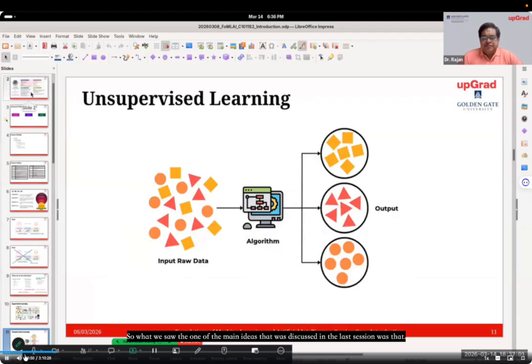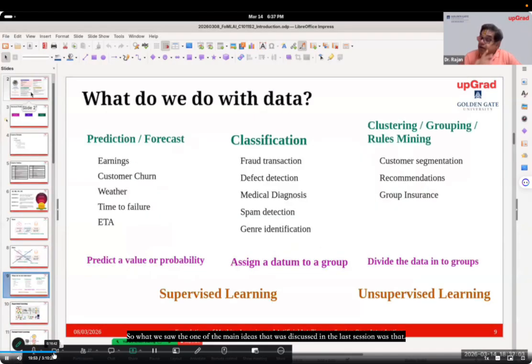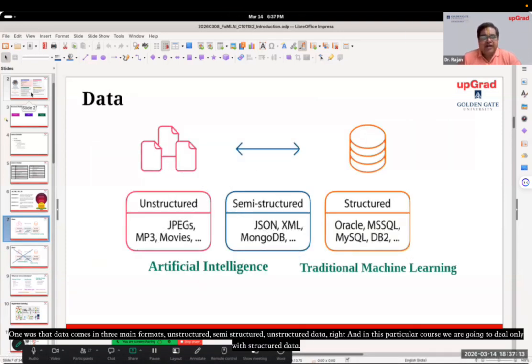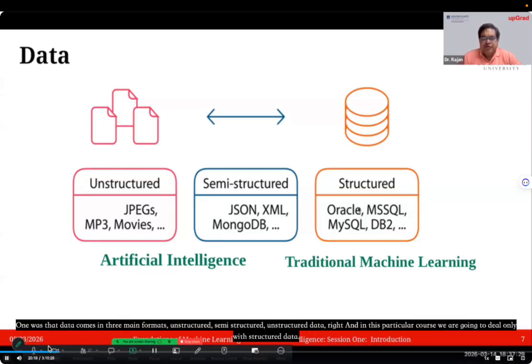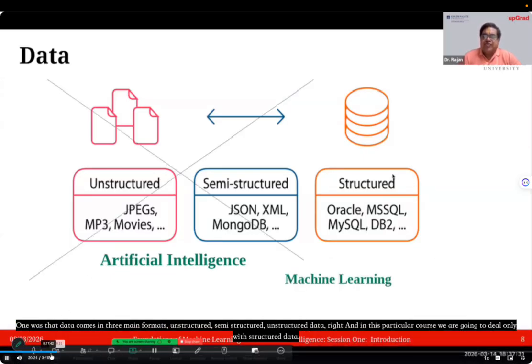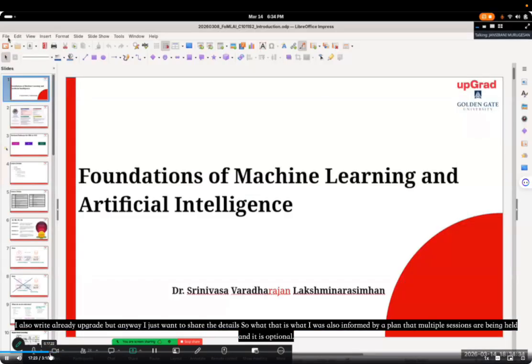So what we saw, one of the main ideas that was discussed in the last session was that data comes in three main formats: unstructured, semi-structured, and structured data. Right? And in this particular course, we are going to deal only with structured data.